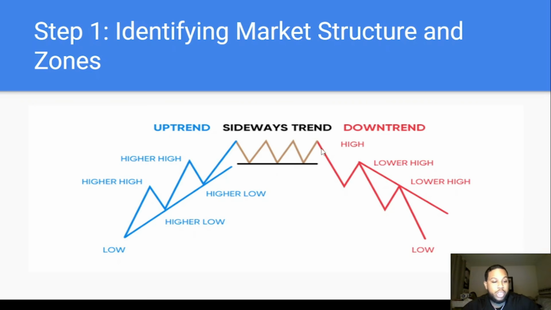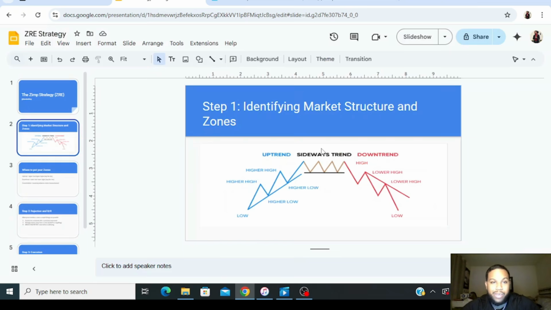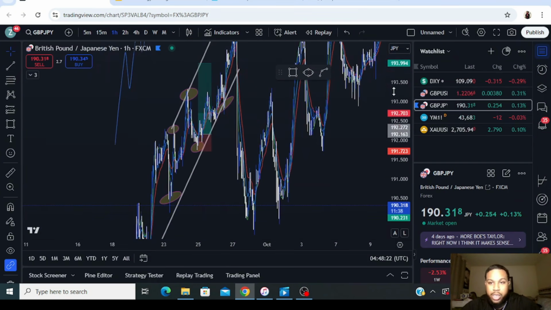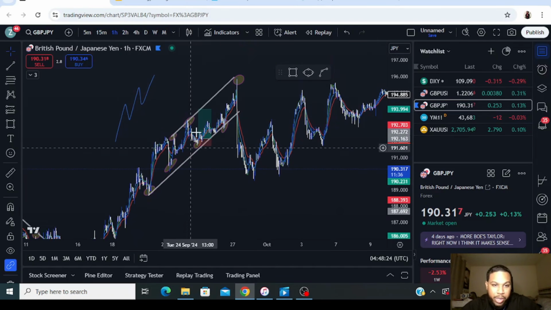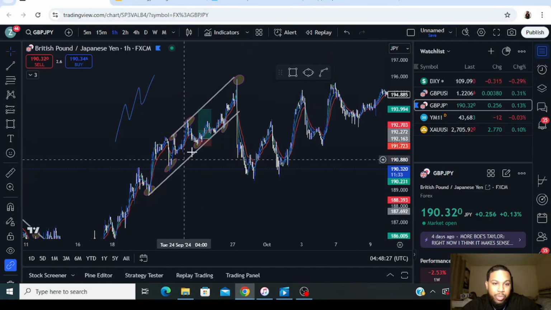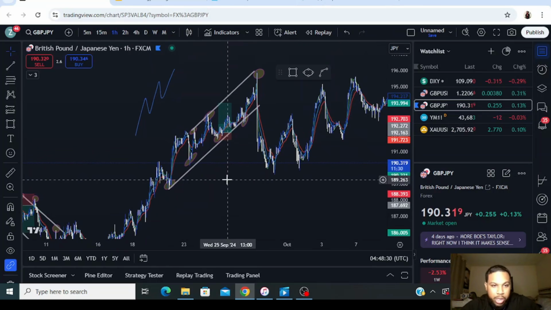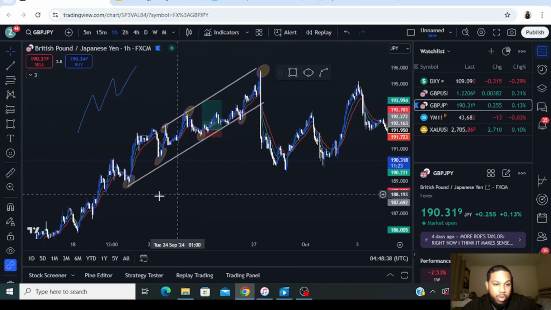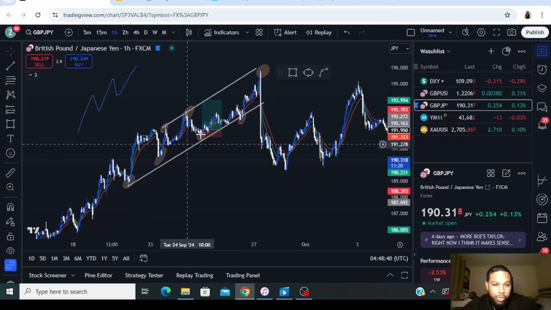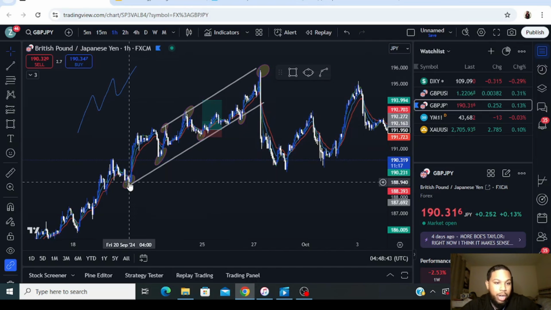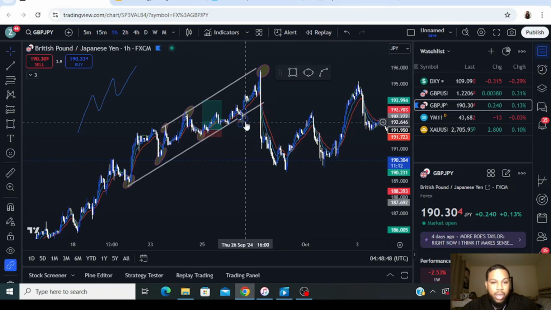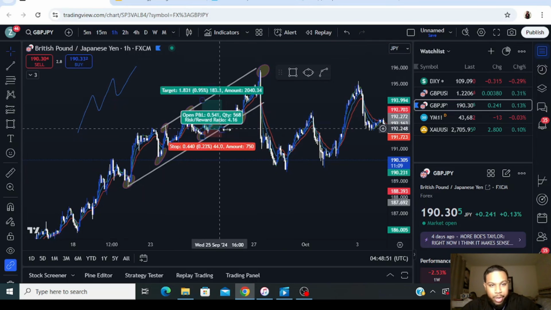Just to show you how this looks on the chart, I've drawn up a couple zones on GBP JPY so you can see it. This is an example of an uptrend and how you would characterize it. This is exactly what we looked at, and this is how it translates into the market. As you can see, these little circles I've drawn are your higher lows. This low is higher than this one. This low is higher than this one, and so on. Same with the highs.